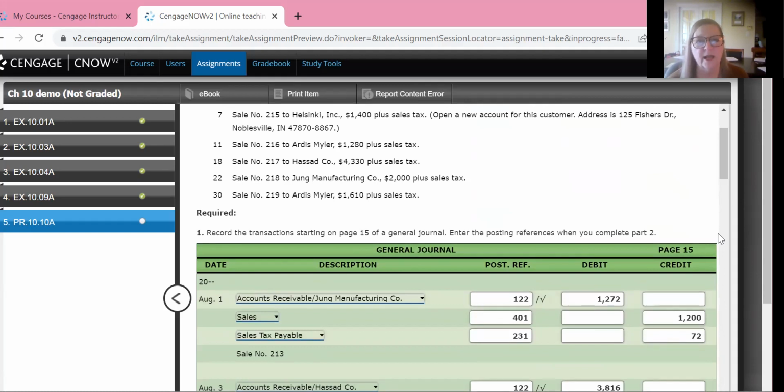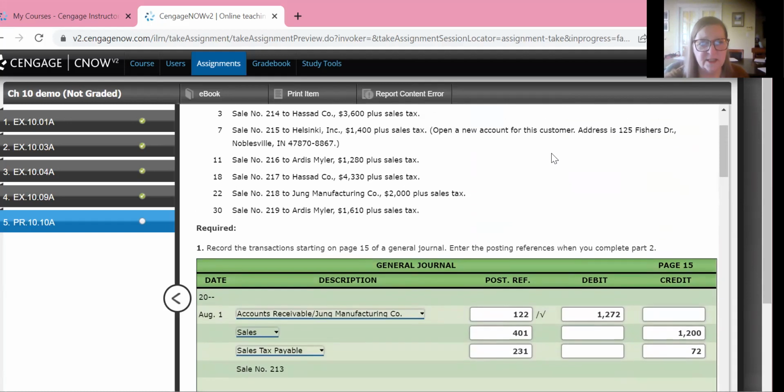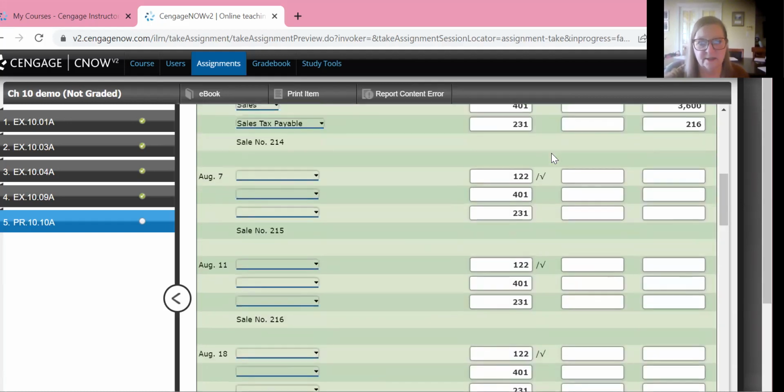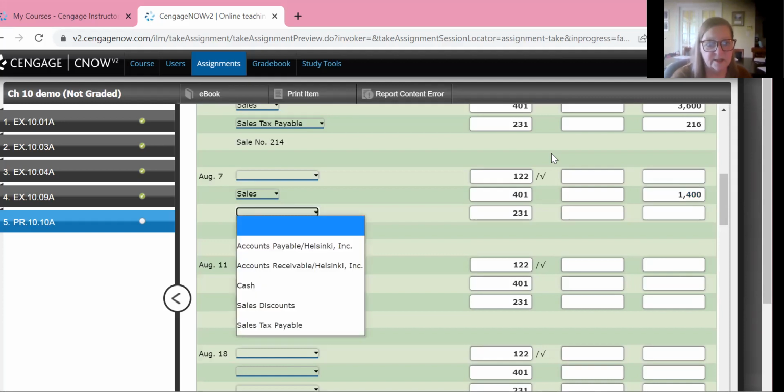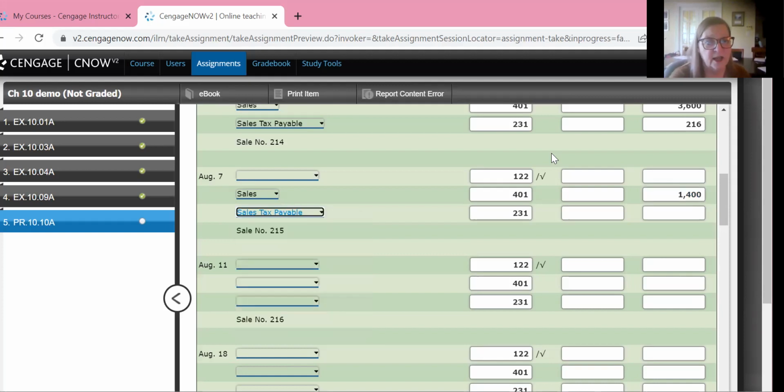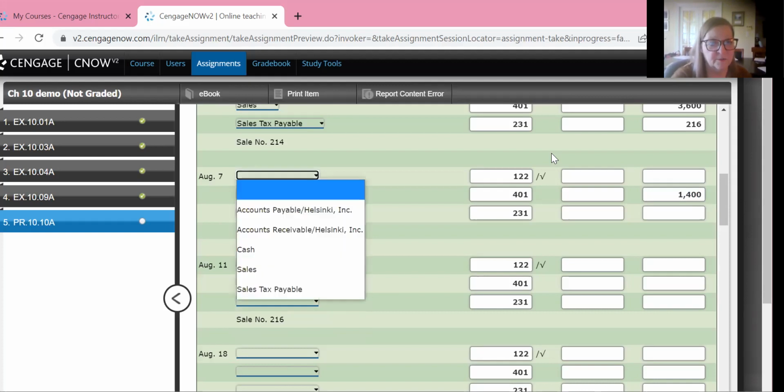They're telling me I have to open a new account because there's not a subsidiary ledger account for that one yet. That's for the future, whenever I start to post to the subsidiary ledger. I'm going to post to the controlling account first, then go back and post those same transactions to the subsidiary ledgers. So this is a sale for $1,400. I don't know the sales tax yet, but I have sales tax payable as a credit, and accounts receivable to Helsinki.